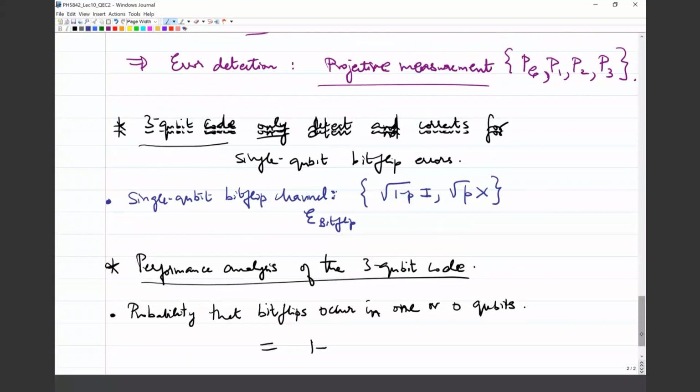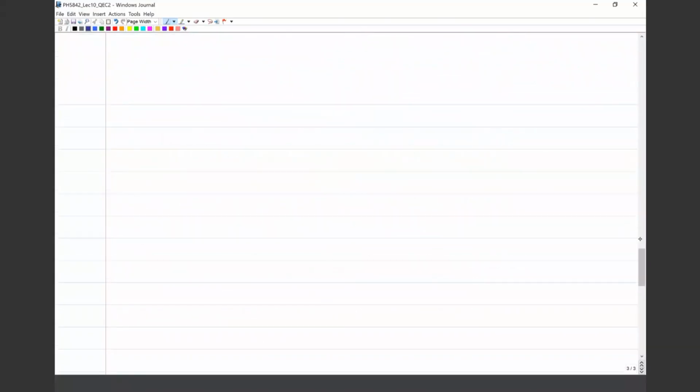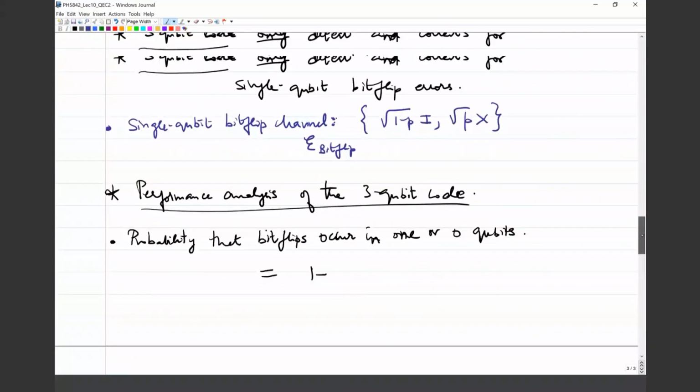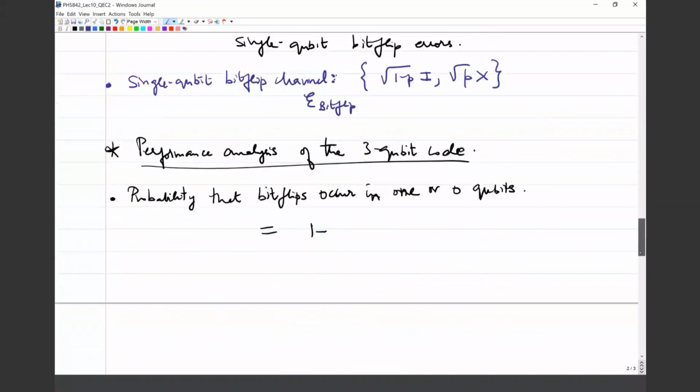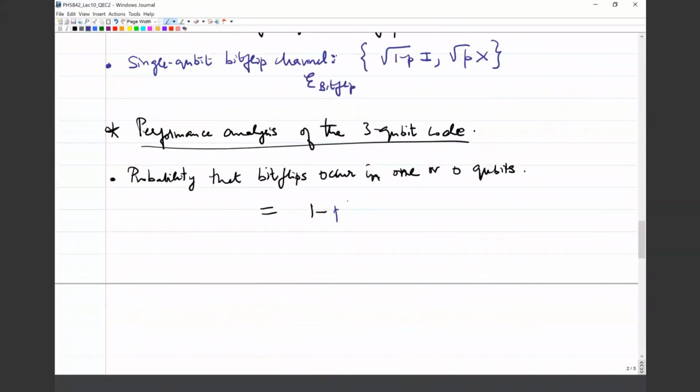So now, what is the probability for no bit flip error to occur? This is (1 minus p) the whole cube. What is the probability for a single bit flip error to occur? That is p times (1 minus p) the whole squared, and this comes with a 3. So the total is nothing but 1 minus 3p squared plus 2p cube.